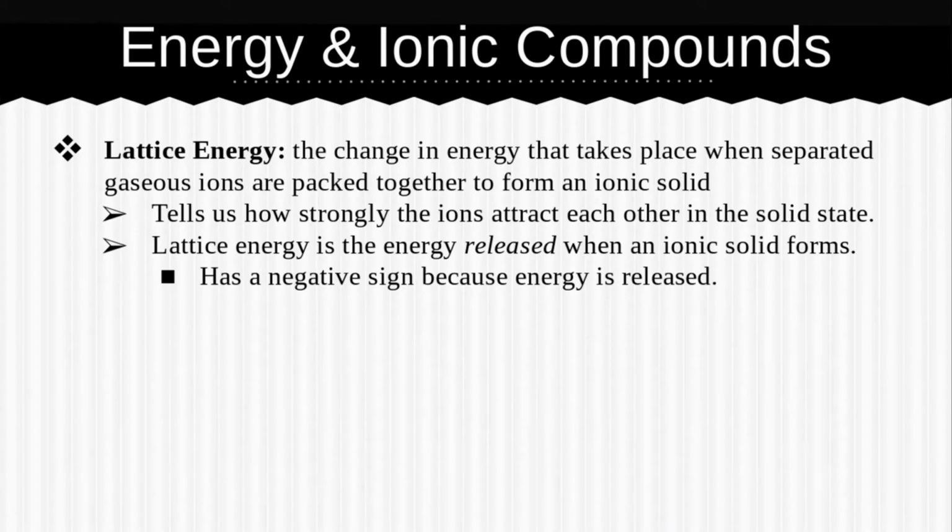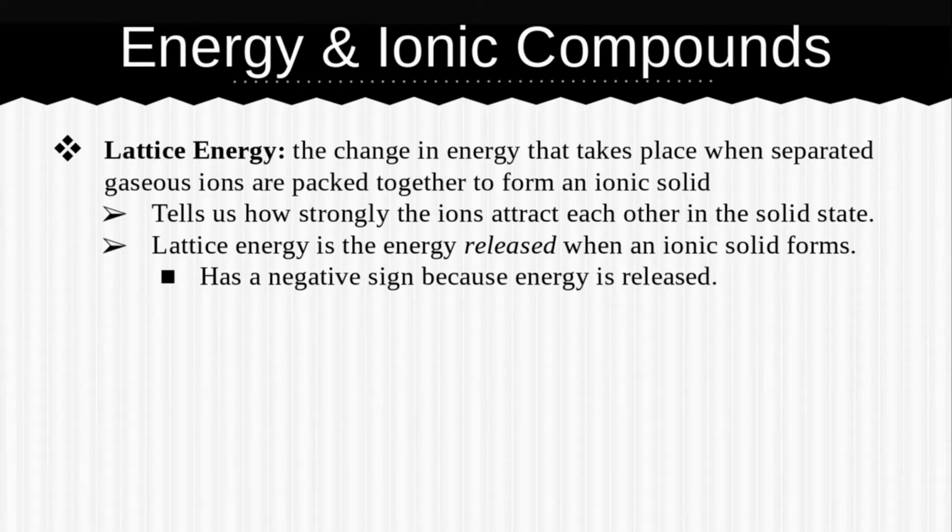The energy in an ionic compound is called the lattice energy. This is how much energy change takes place when those ions are packed together to form an ionic solid. So when the bond forms, the lattice energy is how much energy is released. We can look at the different lattice energies for different ionic compounds and compare them to see how strongly ions are attracted to each other within different types of compounds. Again, lattice energy is how much energy is released.